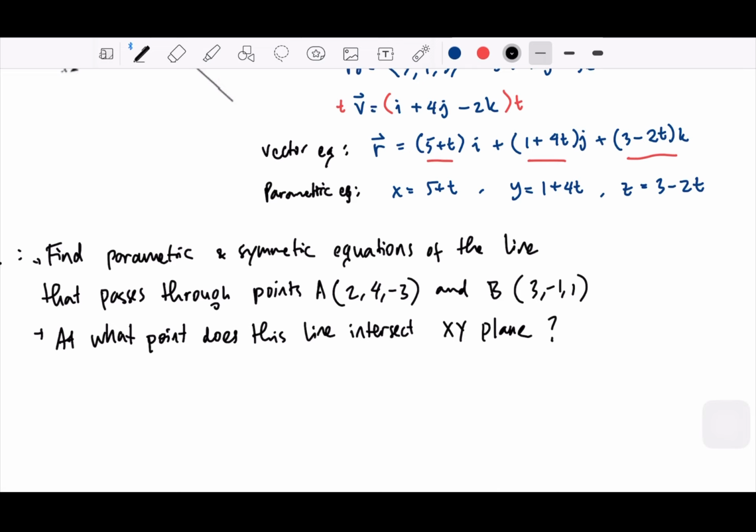And the second follow-up question: at what point does this line intersect the xy plane? If you remember how we can take the plane, we need to set one of the axes to 0. For example, for the xy plane, we need to set z equal to 0, right?